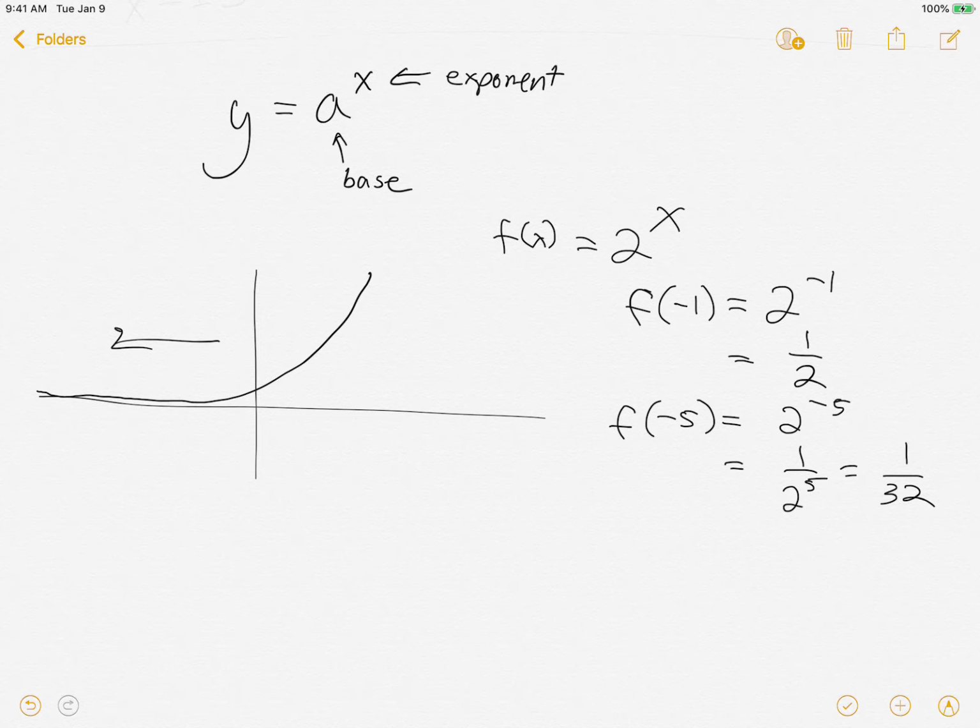As I keep making it a larger negative number, that fraction is going to get smaller and smaller and smaller, but it's never going to get to 0. So this guy never crosses the x-axis right here. It just kind of levels out. It gets really small. If we get a really big negative number, say negative 1,000, that's going to be 2 to the negative 1,000, or 1 over 2 to the 1,000, which is an extremely big number. But 1 over an extremely big number is very small, but it is not 0. So it goes down really close to 0, but doesn't actually go to 0.